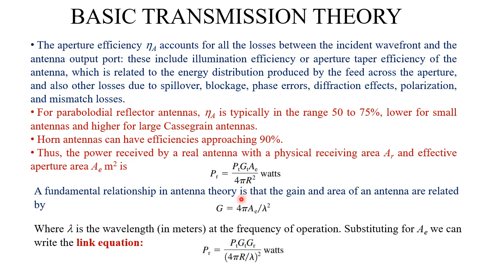Now we have the relationship between the effective area and the gain of the antenna, G equal to 4 pi AE by lambda square. So lambda is the wavelength. So in terms of this lambda and GR, we can rewrite this equation as PR equal to PT GT GR divided by 4 pi r by lambda whole square watt. So this is actually the link equation. This is what you call the link equation.